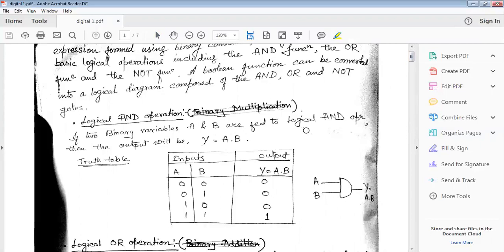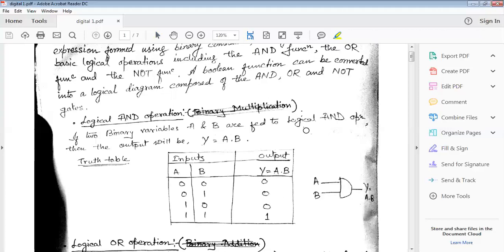AND means, suppose I have two variables, that is A and B. The output expression is like A dot B. Y is equals to A dot B. It is also basically known as binary multiplication. Here you can see from the truth table. What is truth table? Truth table gives the input-output relations. Suppose there are two variables, A and B. It may be more than two, but as per basic, I'm teaching you the most basic rules.